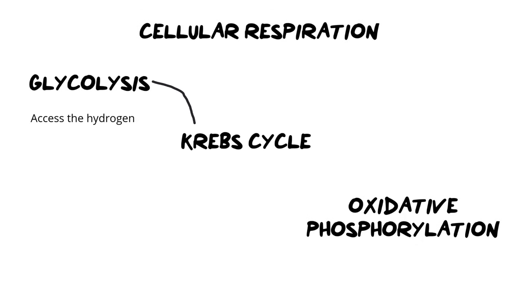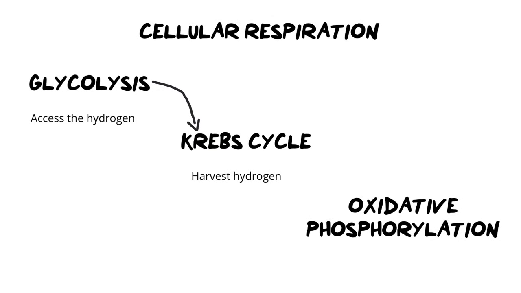Now, the Krebs cycle is responsible for harvesting those hydrogens. So we make them accessible in glycolysis because we want to access them. In the Krebs cycle, we harvest those hydrogens, and I'm going to explain as well why we need to do that. And once we've harvested all of these hydrogen atoms, we use it in the final stage called oxidative phosphorylation.